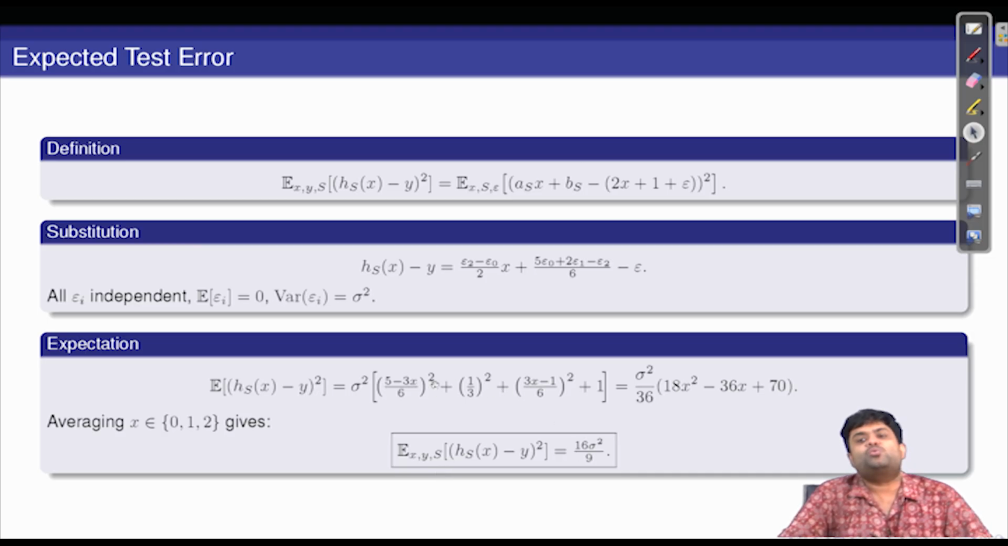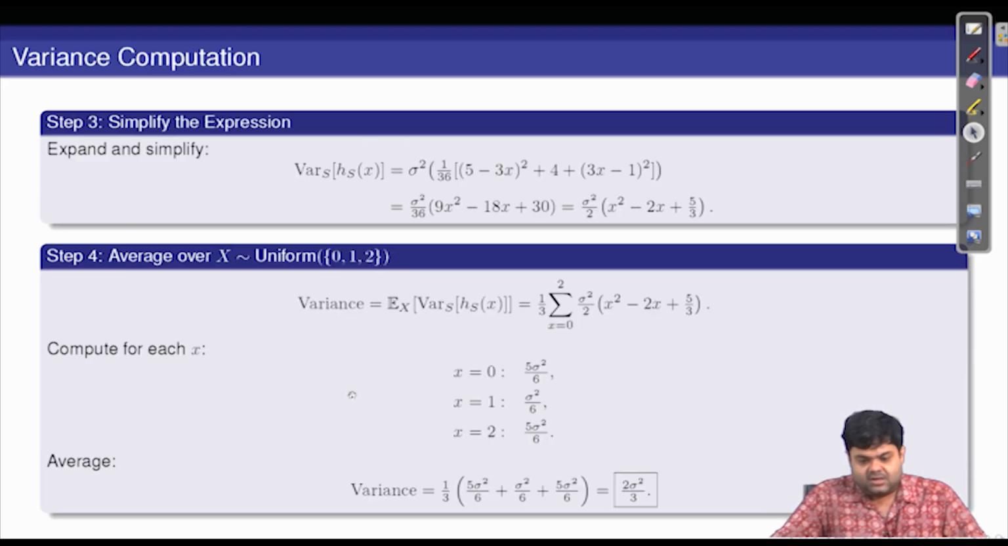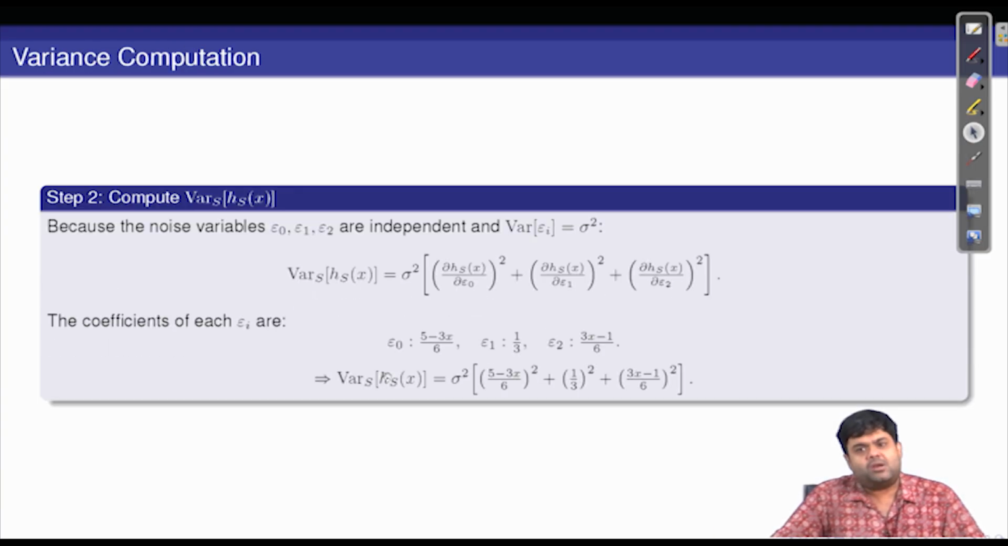Please take a close look at this calculation at your leisure. This is for a very specific small example, but it is important to understand how these bias and variances are calculated for a specific example. I stop my talk here. Thank you.